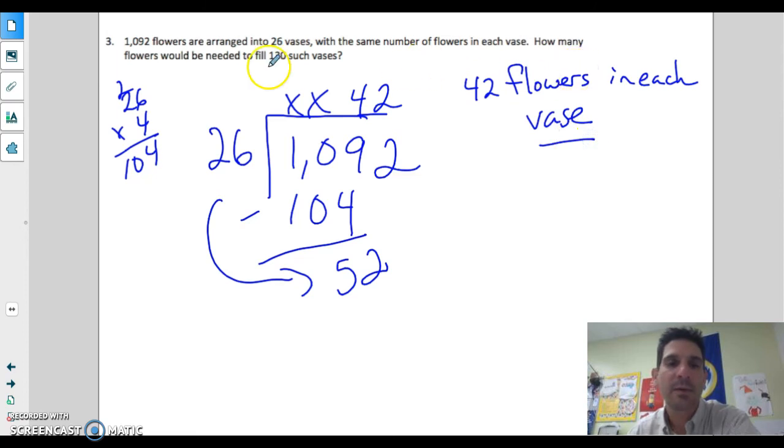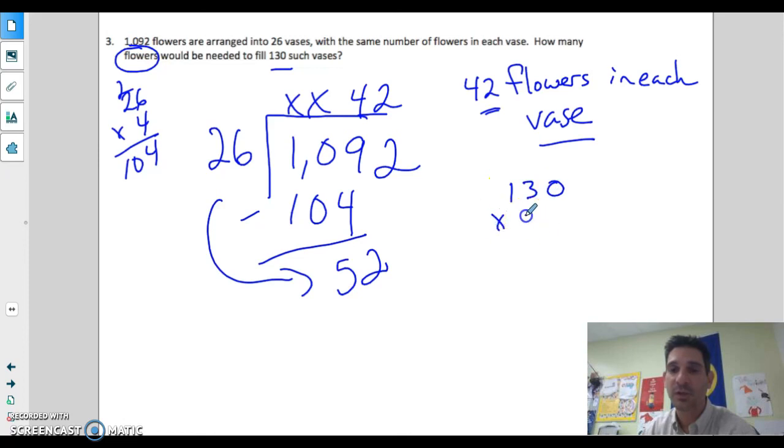How many flowers will be needed to fill 130 such vases? Now the question's asking how many flowers are needed to fill 130 such vases. Remember in the last lesson I talked about labeling our answers in our work so we understand what this 42 represents. The 42 flowers represents one vase. So I've got to figure out 130 times 42.